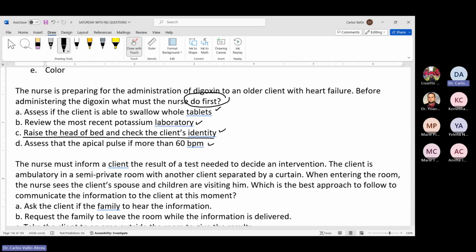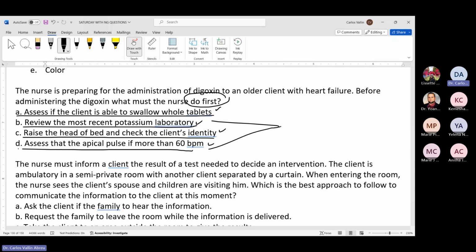After you do this, then you assess if the client is able to swallow. And then you check the apical pulse, and you check the most recent lab, because the two parameters that could contraindicate the use of the digoxin in this client, after you are sure that it's the correct client and is able to swallow, are having a bradycardia or low potassium. With bradycardia or low potassium, you don't give the digoxin. But this is not the first. The first is to be sure that it's the correct client.